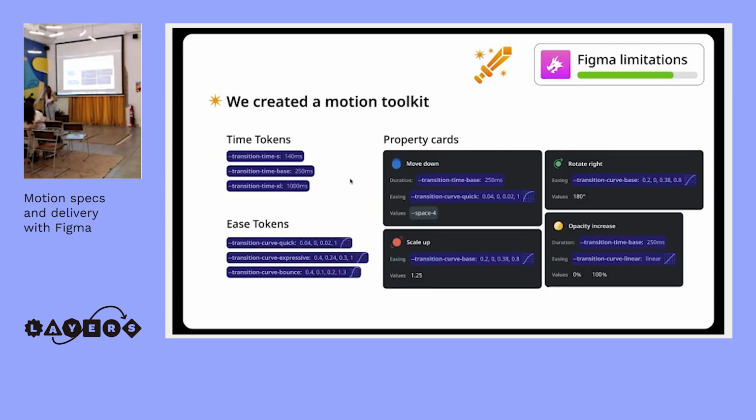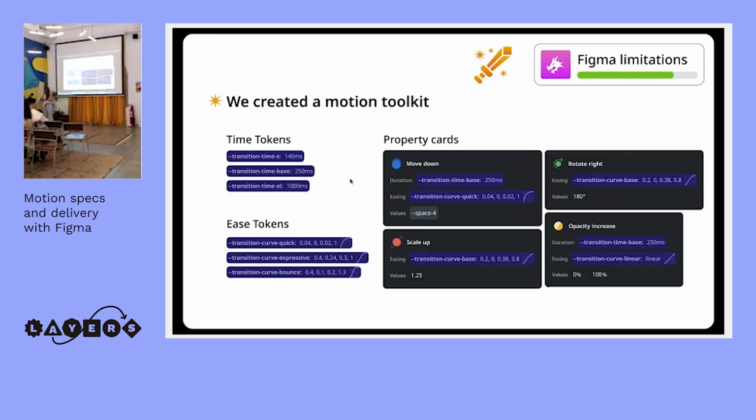But we had no way of bringing this to Figma, because Figma has styles and now variables for a lot of things, for shadows, for fonts, and for, I don't know, everything that you can imagine, but not for time and not for ease. And I'm not sure if it's coming any soon, so we had to improvise.